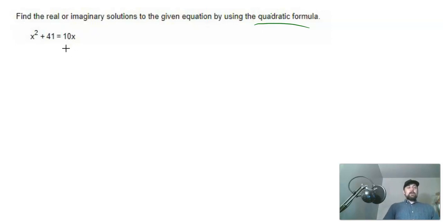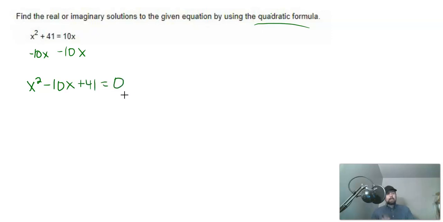And so the first thing we need to do with this is to subtract the 10x back to the left-hand side. All right, and so we'll have x squared minus 10x plus 41 equals 0. And I'll put the minus 10x in the proper spot, right? You want the x squared term first, then x, then the constant.